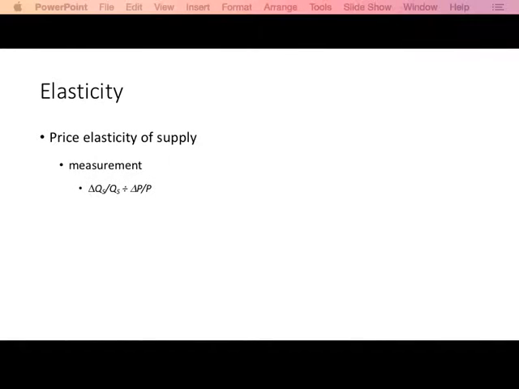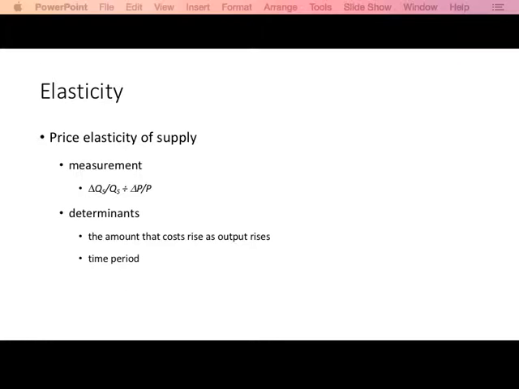Price elasticity of supply. It is the same formula as in demand. Change in quantity supplied over quantity supplied, over change in price over price. Again, this is a midpoint formula. Nothing new. Easy. Now, what are the determinants then? What are the determinants of the elasticity of supply with respect to price?